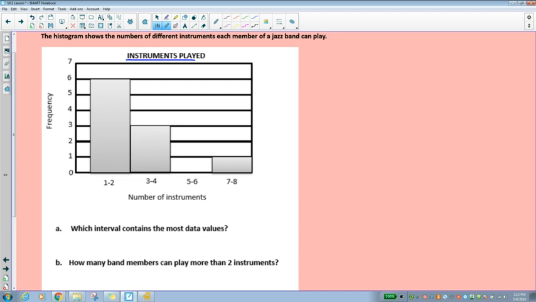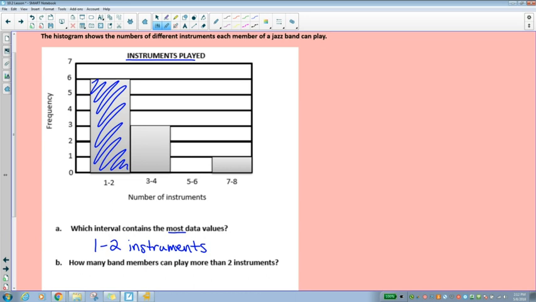And then there are the intervals for the numbers of instruments. They're grouped from 1 to 2, 3 to 4, 5 to 6, 7 to 8. So it's asking which interval contains the most data values. So I'm going to look for the bar that's the highest. And I notice that from 1 to 2, it goes all the way up to 6. So I know that most of the students can play 1 to 2 instruments. So my interval that contains the most data is going to be 1 to 2 instruments, because it's the highest bar.